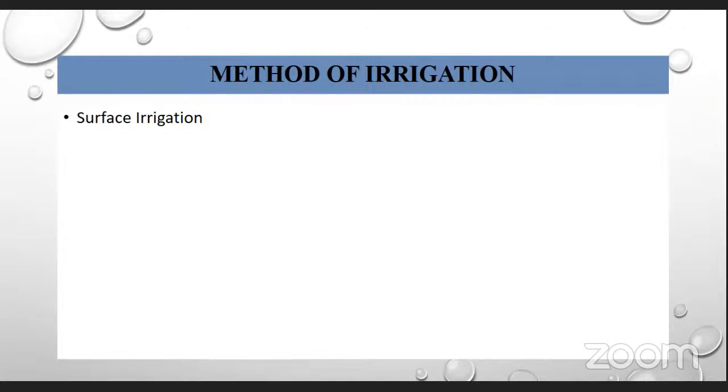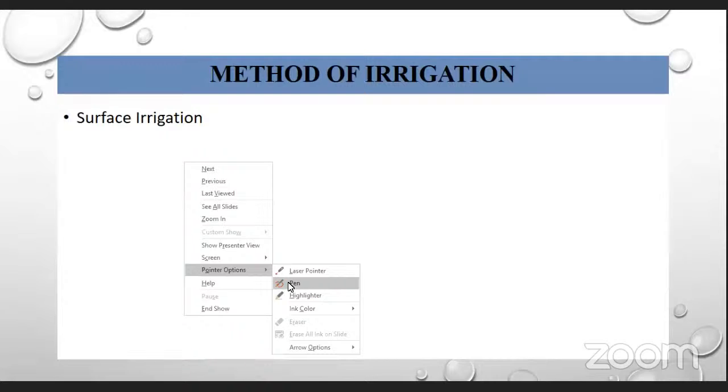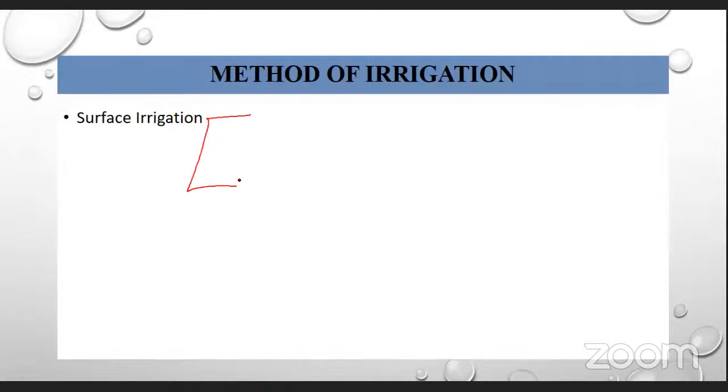So, in the last lecture, I told you we will be discussing the methods of irrigation. The first method is surface irrigation, and I told you surface irrigation is usually classified into two categories. The first one is wild flooding, and the second one is controlled flooding.